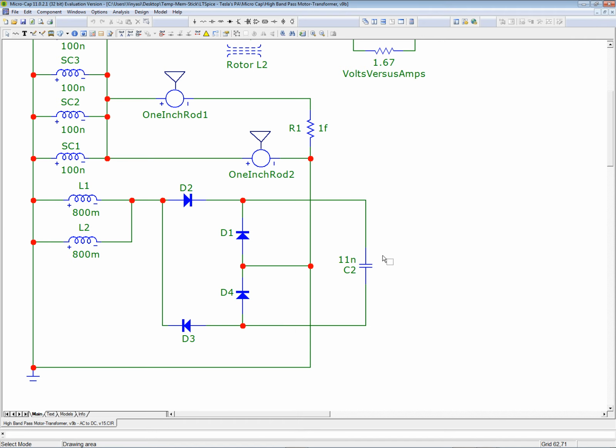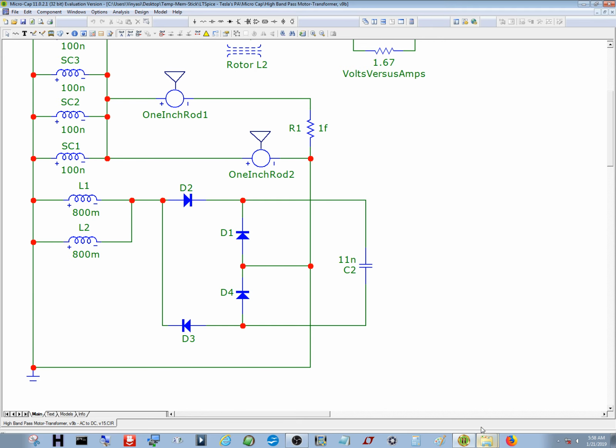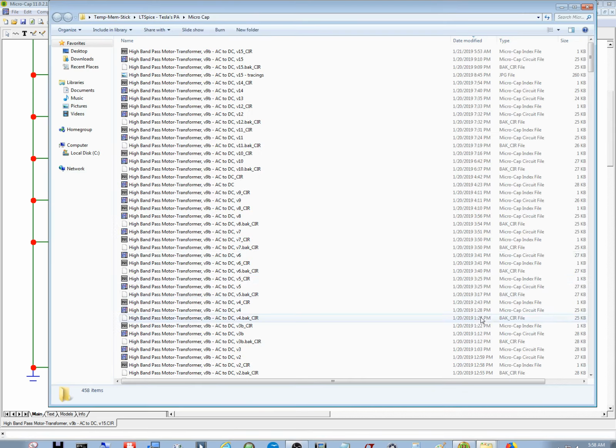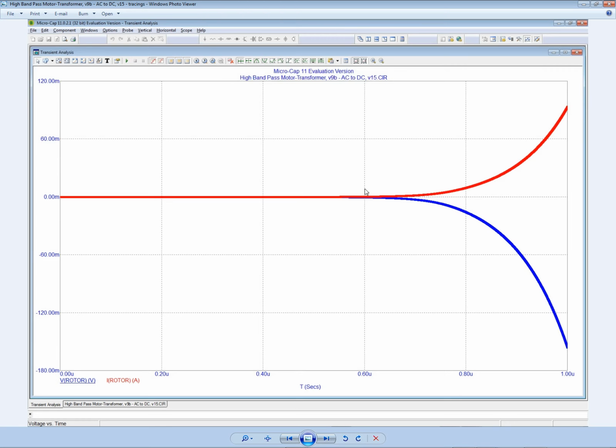There's not too many components to this circuit. It's quite simple. Let's see if I can find the tracing. Here it is. So there's the tracing. The red is the current, so it's surging upwards in a positive direction, and the voltage is surging downwards in a negative direction.